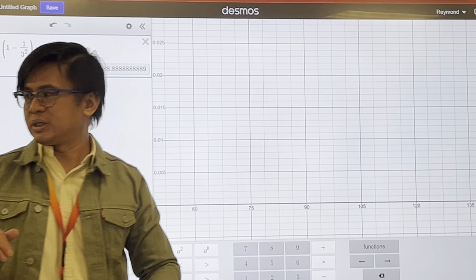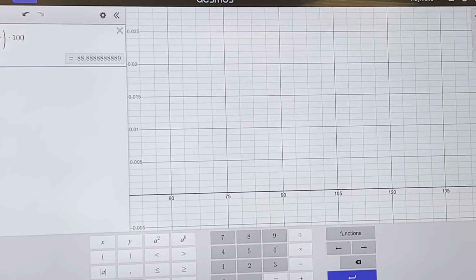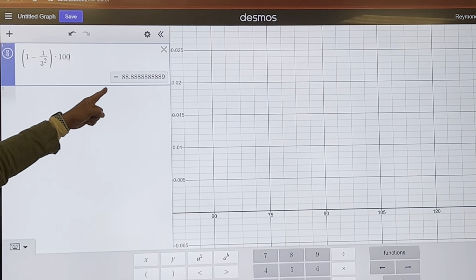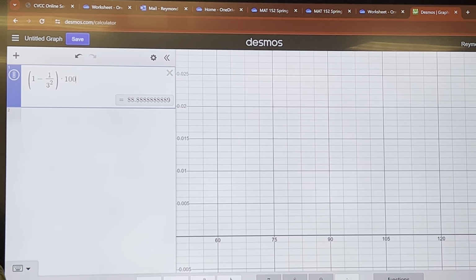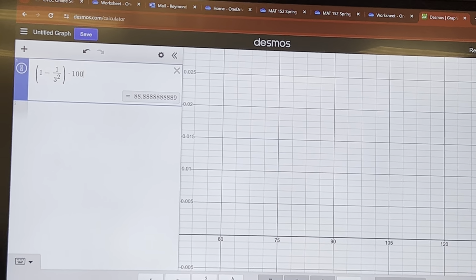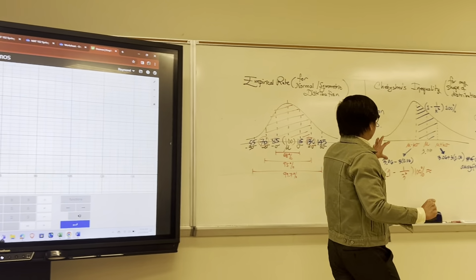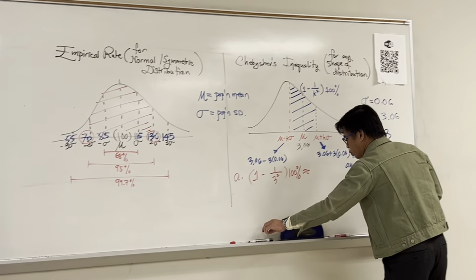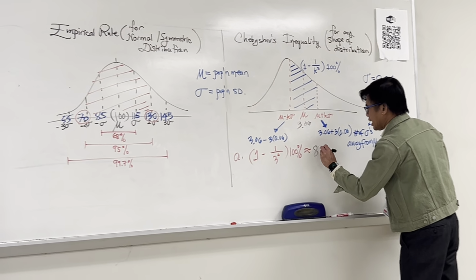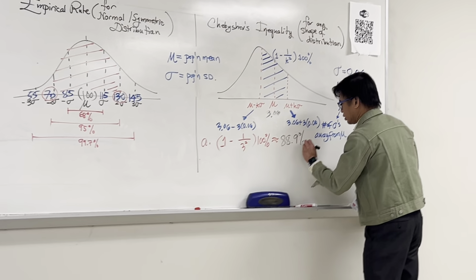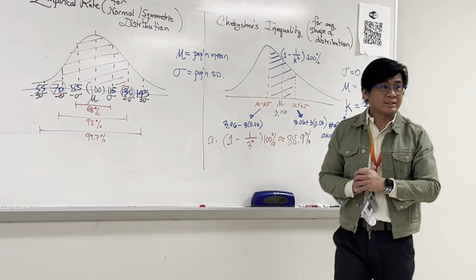Okay. So what percentage of gas prices are within that interval? 88.9. 88.9%, right? Are we good, guys? So with that being said, for letter A, these values in here will account for 88.9% of all the gas prices.